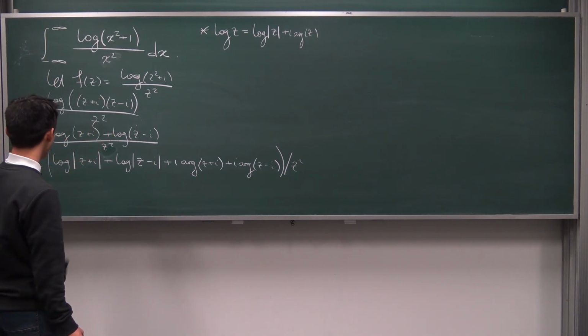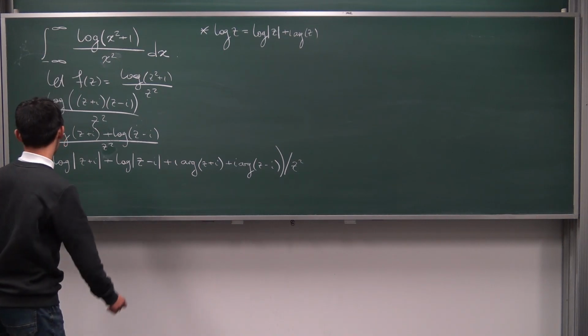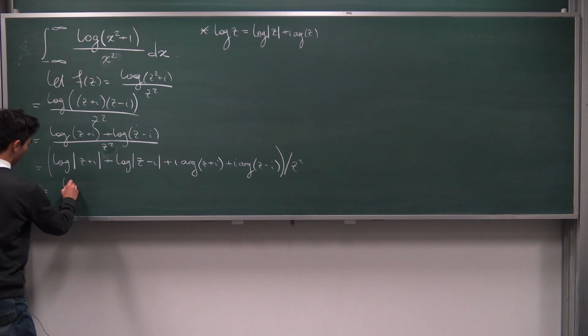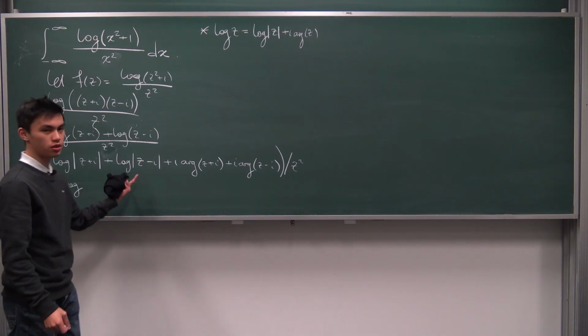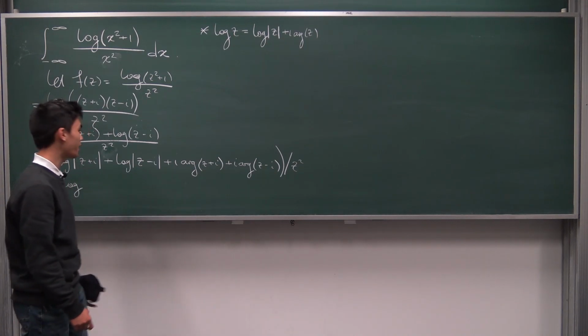And what can we do from here? Notice with these two logarithms, we can combine them once again if we really wanted to. So this is going to be equal to the logarithm, and if you combine these moduli together, you're just going to get a z squared plus 1 once again inside of the modulus.